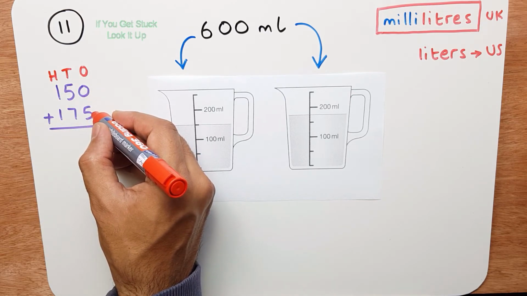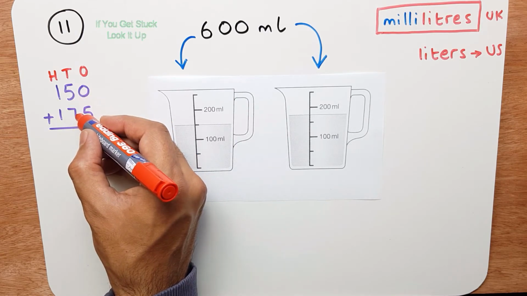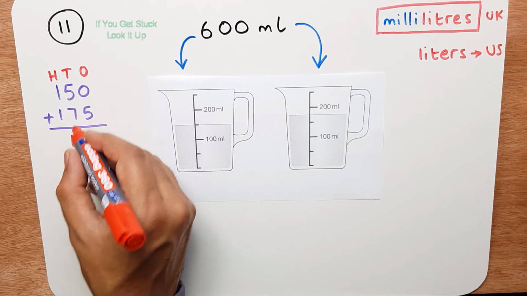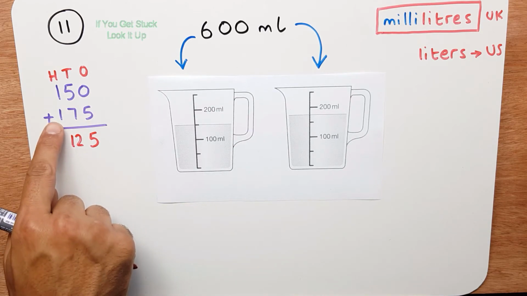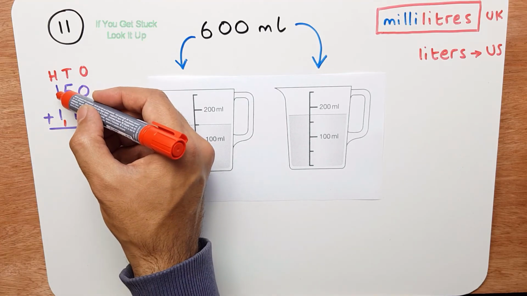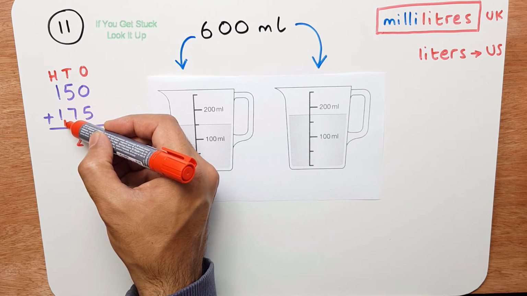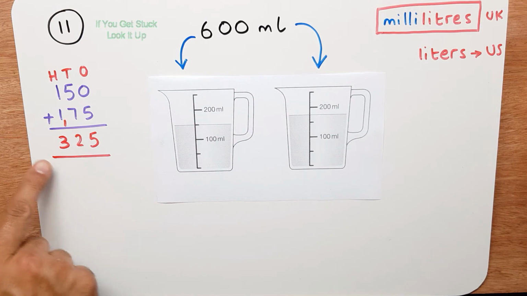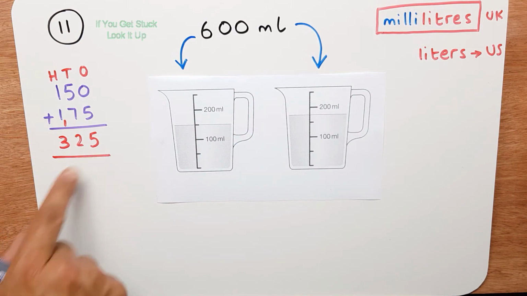0 add 5 is 5. 5 add 7 is 12. Now I can't write 12 in one column. I have to carry the 1 over to the next column. And now it's 1 plus 1 is 2, plus this 1 I've carried over makes it 3. So Stefan has used 325 millilitres of water.